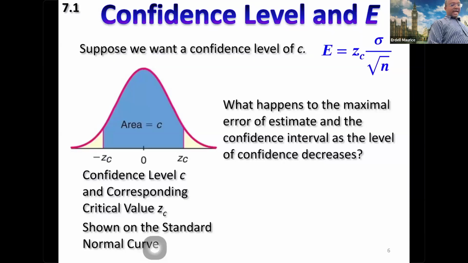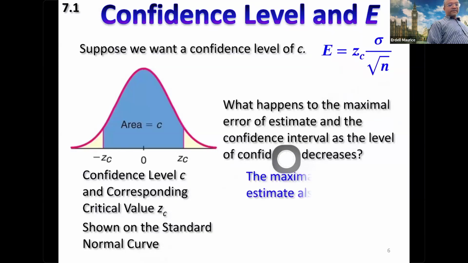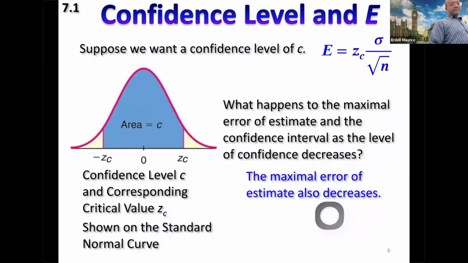So I already talked about this, but what happens to your error as your confidence level decreases? The maximal error will also decrease, right? In other words, as this area gets smaller, as in I am less confident, this number will get smaller. And if that number gets smaller, then your error will get smaller as well. Questions there?